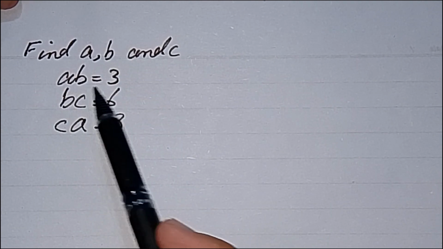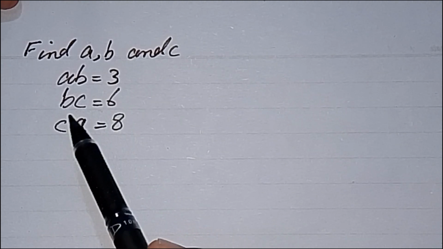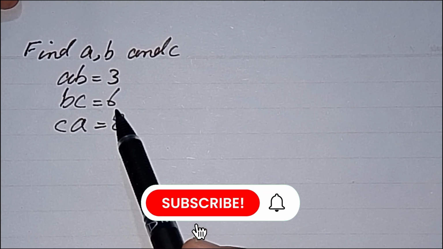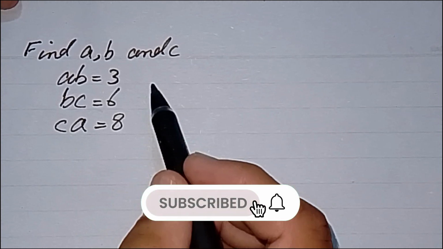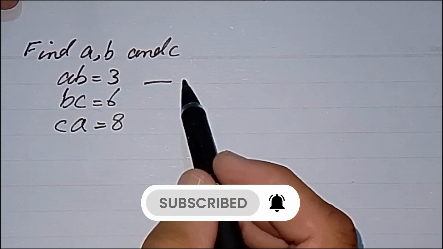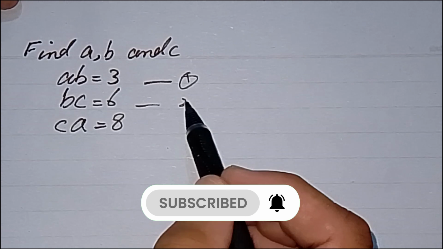Find a, b and c. First equation is ab = 3. Second equation is bc = 6, and third one is ca = 8.